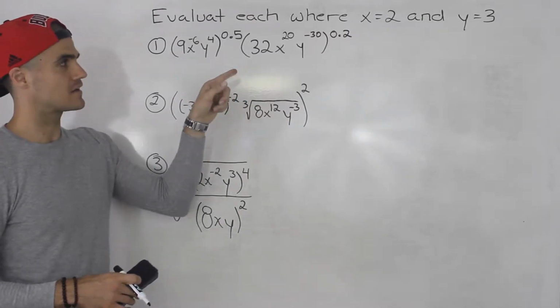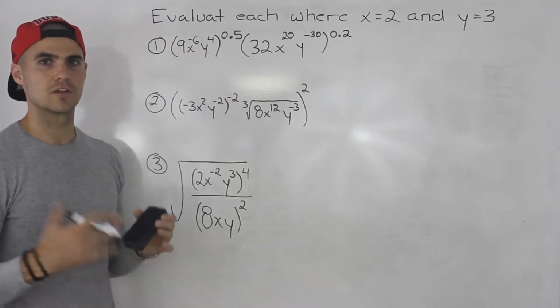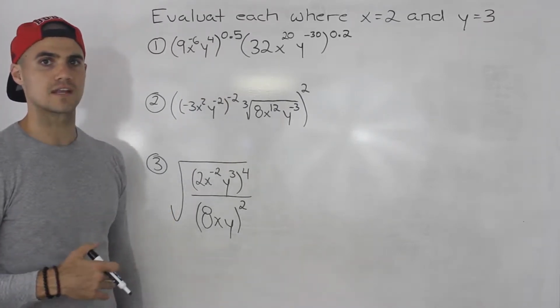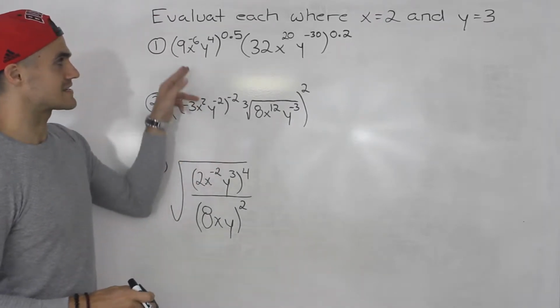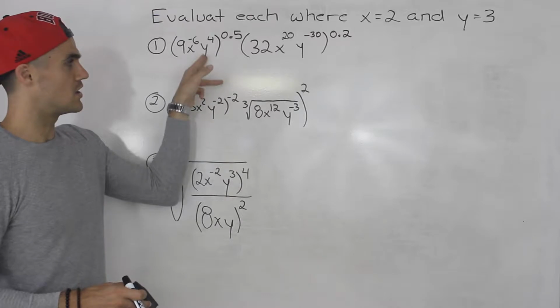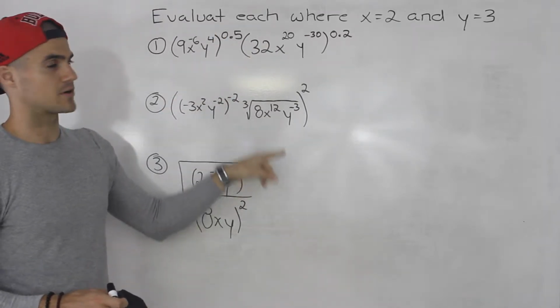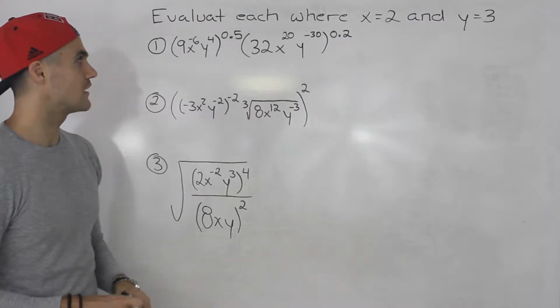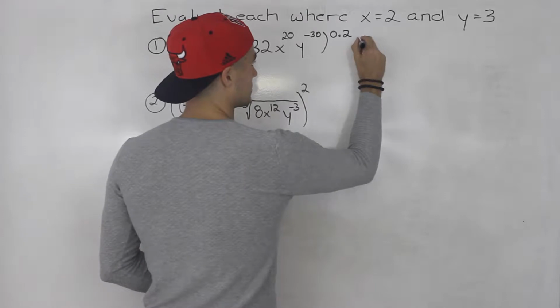Because plugging in an x value 2, a y value 3 at this point would be kind of hectic. There'd be a lot of calculator work and there's an increased risk of making a mistake. So what you want to do is simplify it first, where there's not this much stuff going on, and then take your simplified expression, plug in that x value 2, that y value 3. So let's start with number 1. How would we simplify this?